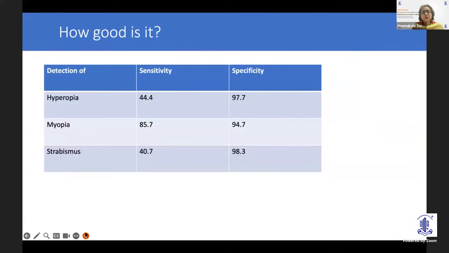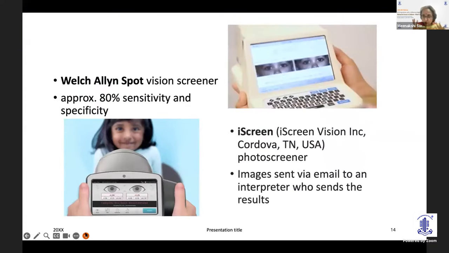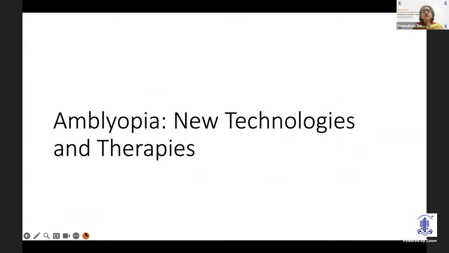So really, how good is it? Whenever you talk of a screening tool, you have to know sensitivity and specificity. And look here, the sensitivity is really good for myopia, not great for hyperopia and strabismus, but the specificity is very high. Two more for you to remember. The Welch Allyn Spot Vision Screener, 80% sensitivity and specificity, and the iScreen, where the images are sent via email to an interpreter who sends the results. So that's really all I have about vision screening. And so if you're asked about vision screening or instrument-based vision screening, I'm sure you will be able to write a good answer.